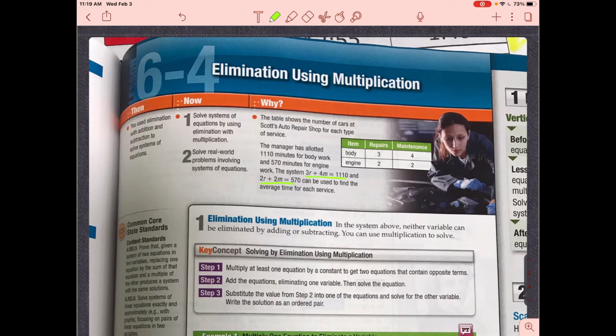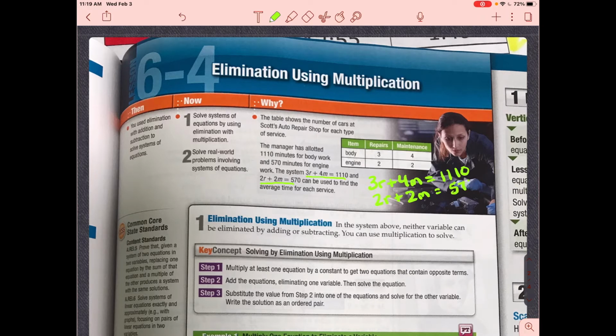So that's what I told you about. We have different pieces of information. We need those pieces of information to come together so that we can solve something. But notice what happens if I'm looking at 3R plus 4M equals 1,110 and 2R plus 2M equals 570.